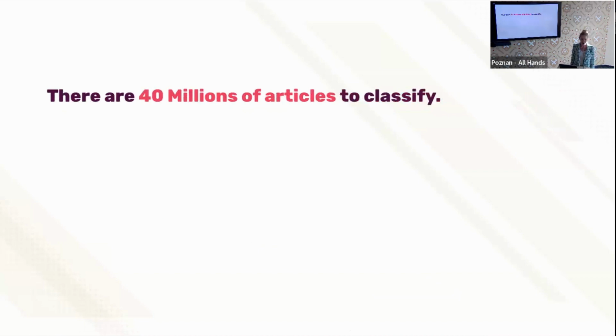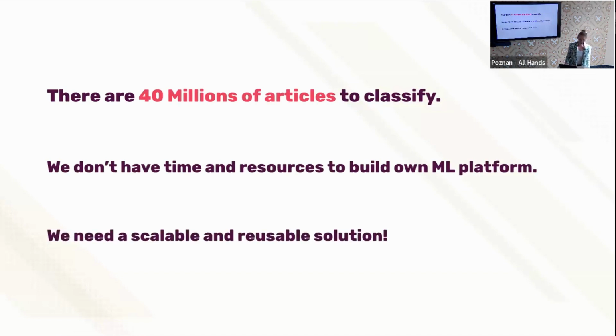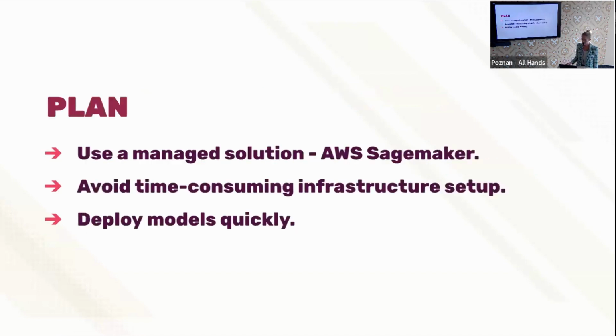As you already know, there are 40 million articles to be classified, which is quite a massive amount of data. When we use the basic scikit-learn models, if we only had one machine, it would take 5 days of processing. And at the same time, we don't have time and resources and don't want to invest in building our own ML platform, which would be an end-to-end solution. And we need a scalable and reusable solution for now for some rapid prototype deployment. So the plan is we will use a managed solution for now, one of the functionalities of AWS SageMaker.